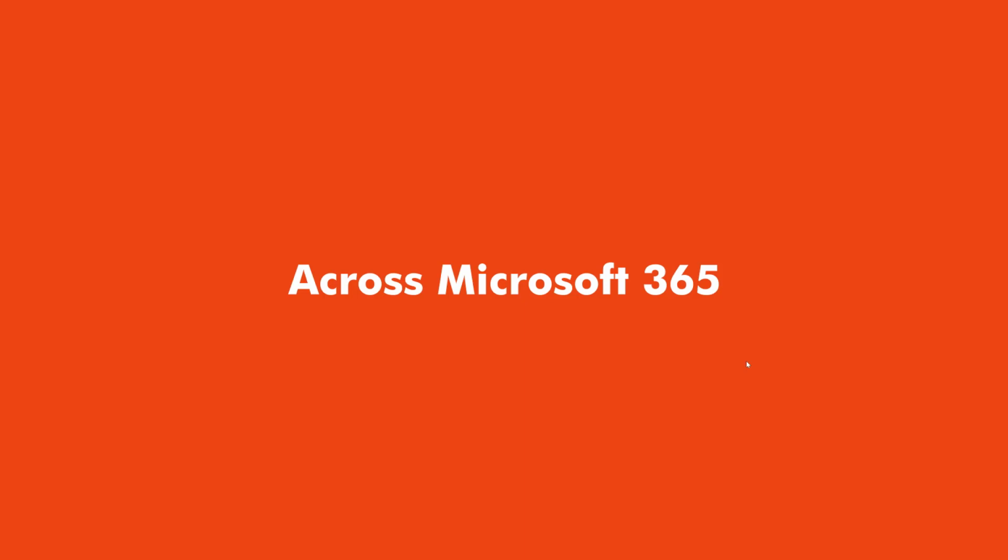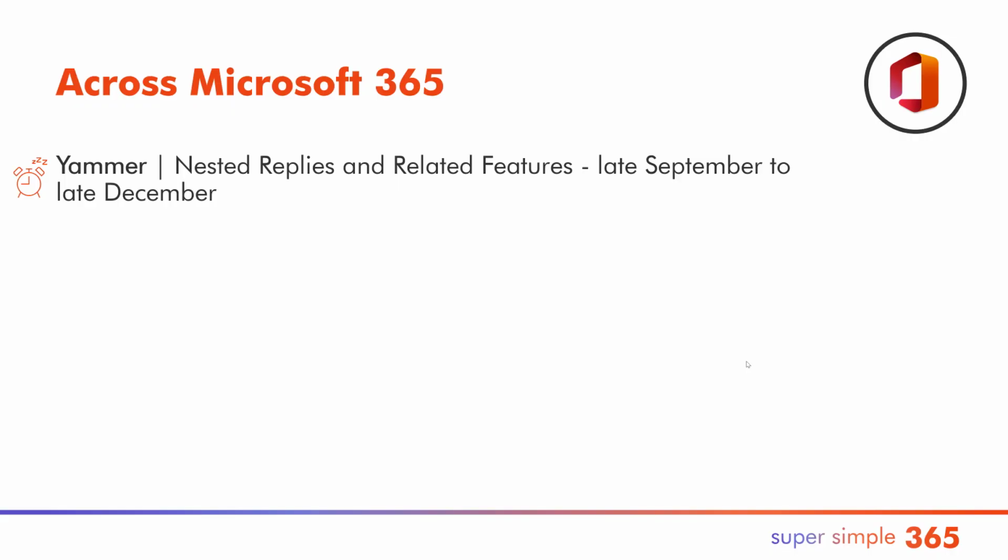Okay, so in this new format, we have this section at the end called Across Microsoft 365, and this is a catch-all. The other updates and delays and whatever else that we haven't covered off. So first of all, we've got a delay. You can see it's got the little clock there, the Z's on it.